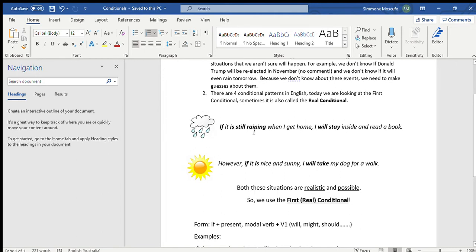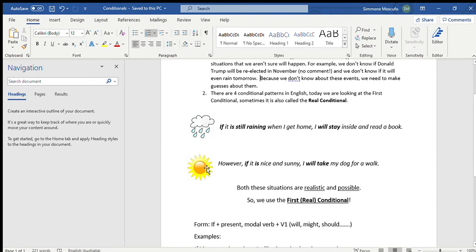If it is still raining when I get home, I will stay inside and read a book. Your if sentence is your hypothetical situation. That's the thing that we don't know if it's going to happen or not. And then our second clause here depends on this. So if it is still raining when I get home, I will stay inside and read a book.